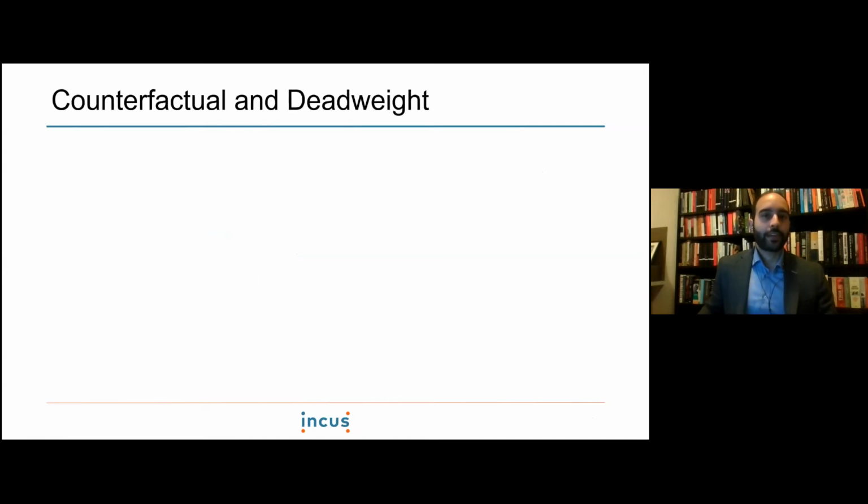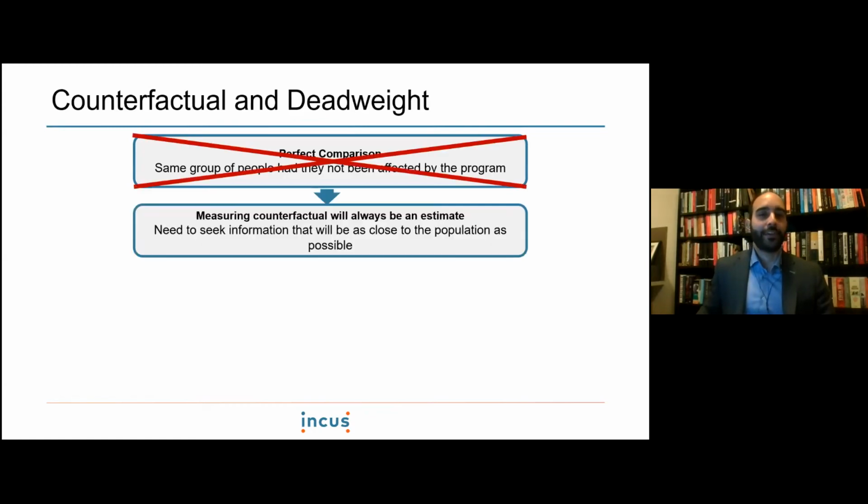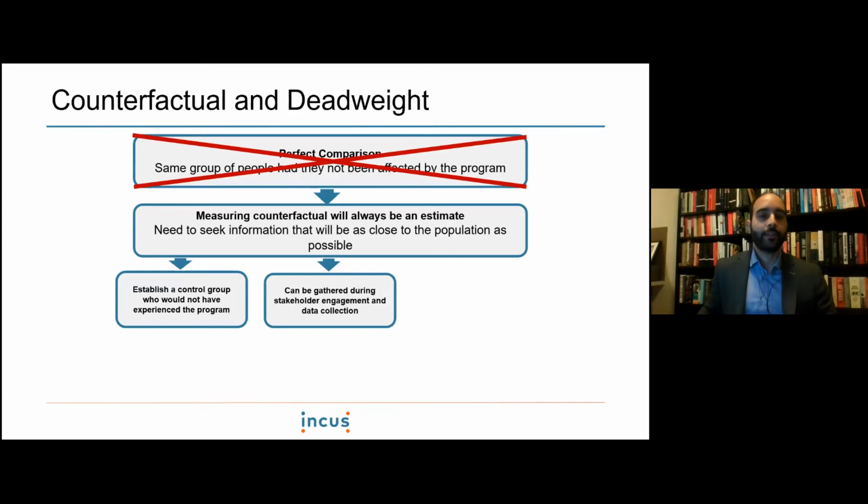So the idea of a counterfactual or deadweight is that it will always be an estimate. The perfect comparison would be using the same group of stakeholders that had not been affected by the program, but we don't have any examples like that, so it'll always be an estimate. And we want to try and find information that's as close to the population as possible. So if we have the resources, we might establish a control group who doesn't receive the initiative that we're evaluating.